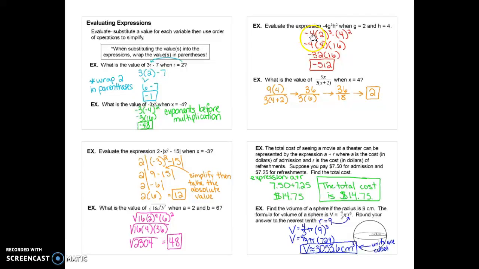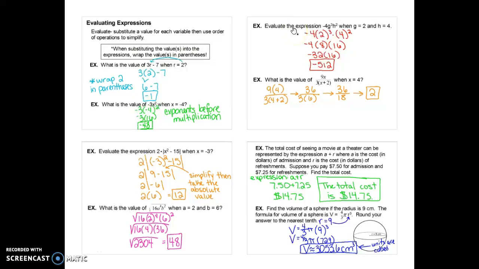So negative 4. Instead of g, I am replacing that. I'm substituting in 2. So negative 4 times 2 to the third power, that cube power just gets carried down, times h to the second power, so that becomes 4 to the second power. Okay, so I'm just plugging in 2 for g and 4 for h.